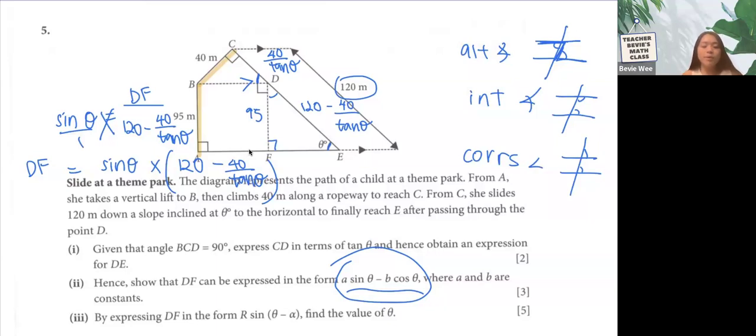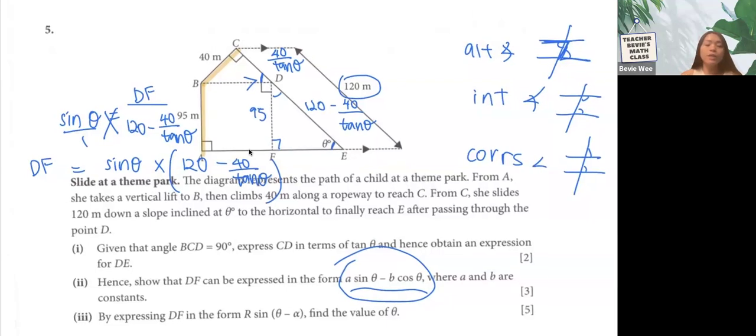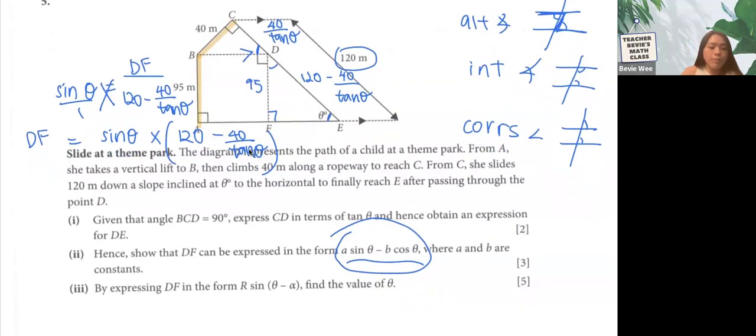Part 3, very simple. Expressing R in the form R sine theta minus alpha. Find the value of theta. All right. So what are they trying to tell you here? It's a solving question plus an R formula question because DF, it's 95. Okay. So after you put it in that format, equate it to 95, solve it. So again, here don't have max and min value.